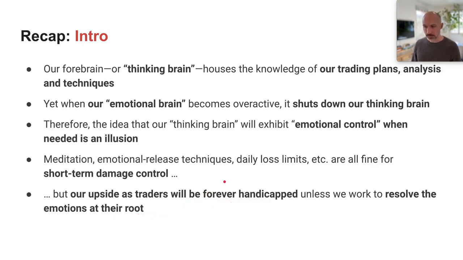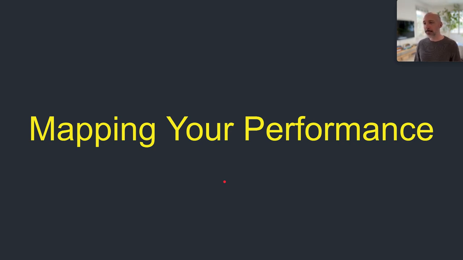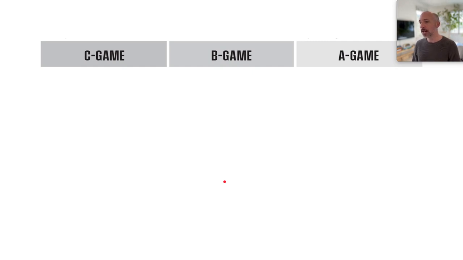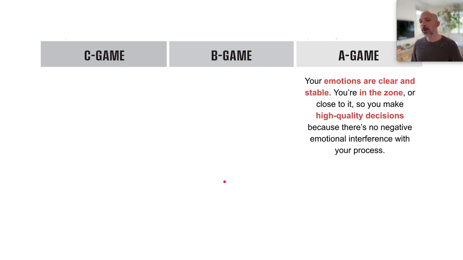Okay. So let's get into section 1 here, mapping your performance. What we're going to talk about is this idea of an A, a B, and a C game when it comes to your trading performance. Straight out of the book here, A, B, and C game. What's the A game? The A game is when your emotions are clear and stable.